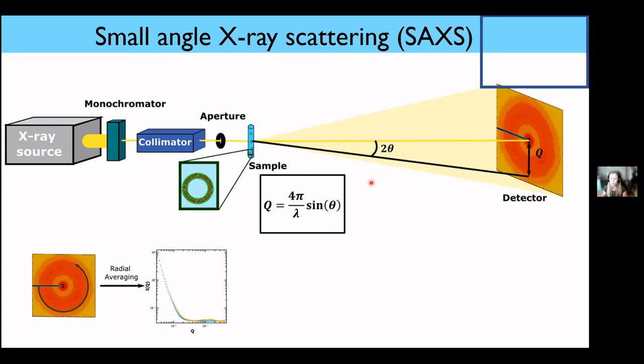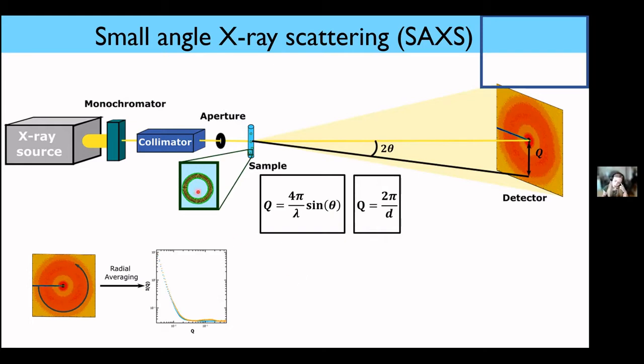If we combine this definition of the Q vector with Bragg's law, which probably most of you are familiar with, we will see that this Q value is reciprocal to the real space distances. That means when we are looking at small Q values, we are looking at very large distances in real space.